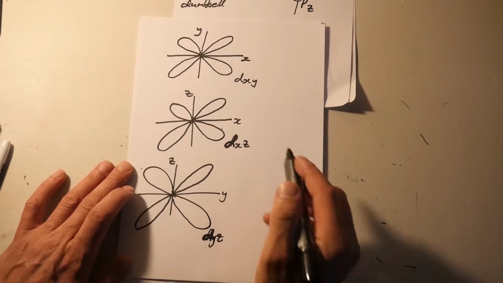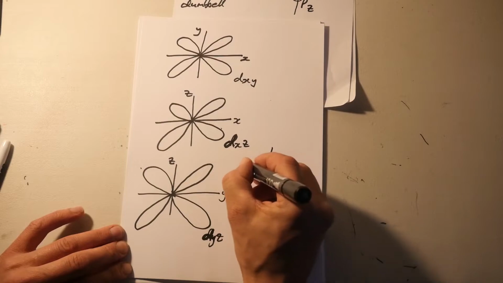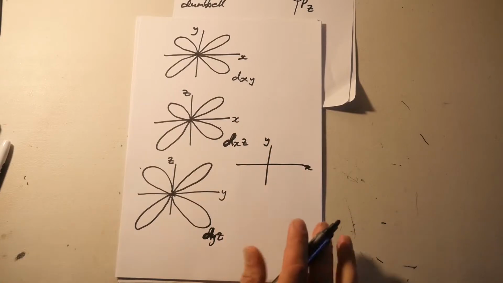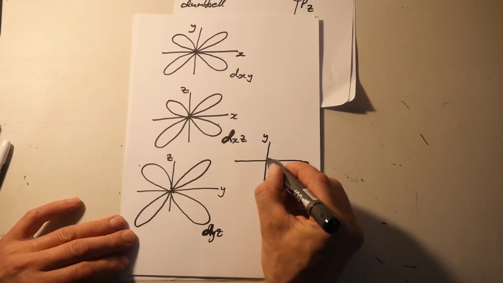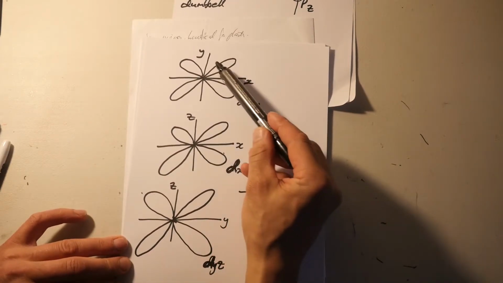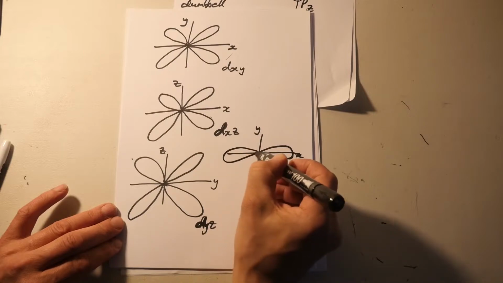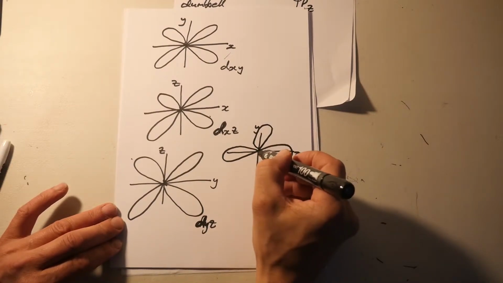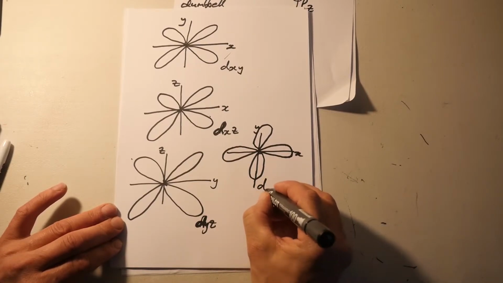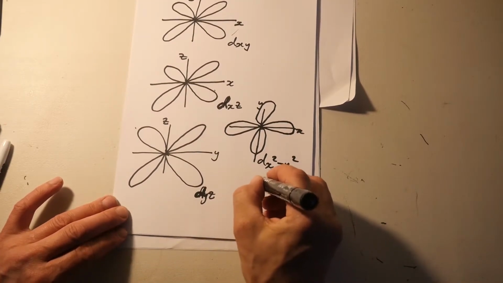And then there are two more, which I try to fit in here so it looks a bit better. You've got one here along x and y, and this one actually lies on the axis. In the previous cases, the orbitals lie between the x and y axis. In this case, it lies on them. So this is called d x squared minus y squared.